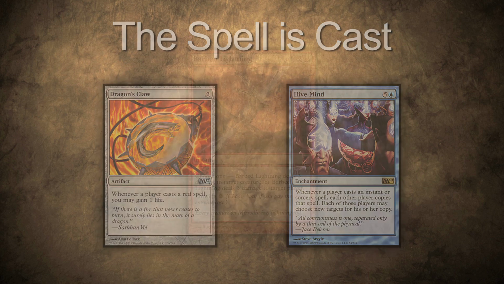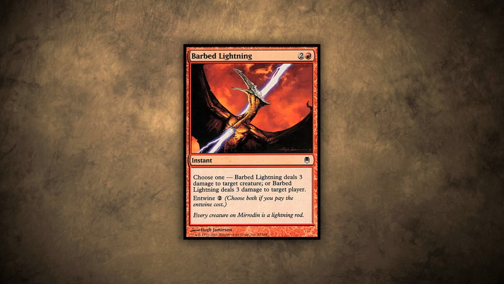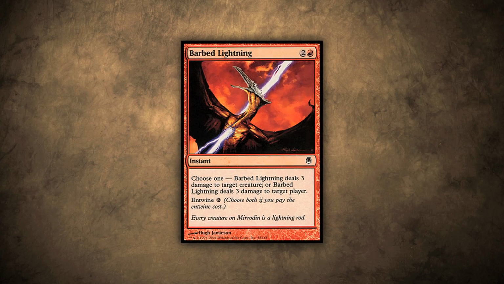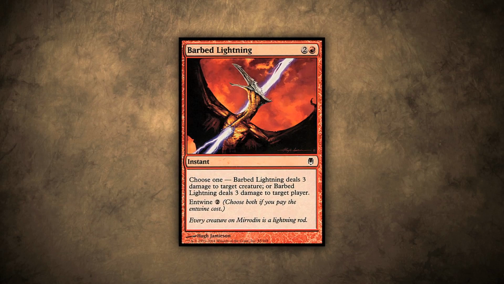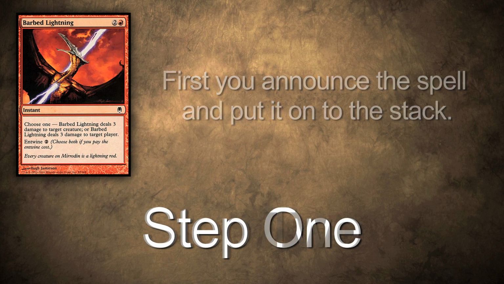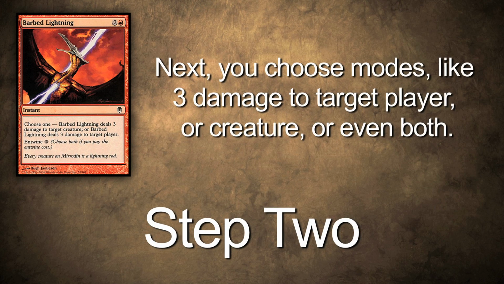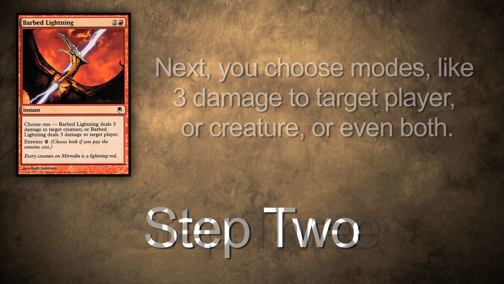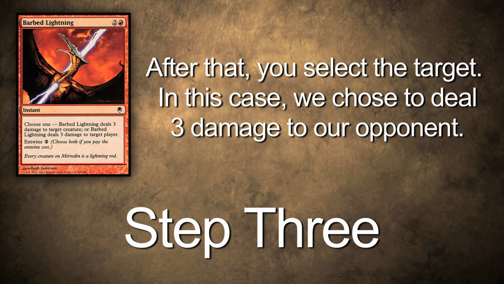So let's go back to that Barbed Lightning we were talking about earlier. Now let's run through how to cast that with all of the steps and see exactly how things really work. First, we announce it and put it onto the stack. Next, we choose anything internally, like dealing damage to a player instead of a creature, or even both if we choose to entwine it. After that, we select a target for each instance of the word target on the spell, or on the spell for the selected modes that we chose. In this case, it's our opponent.